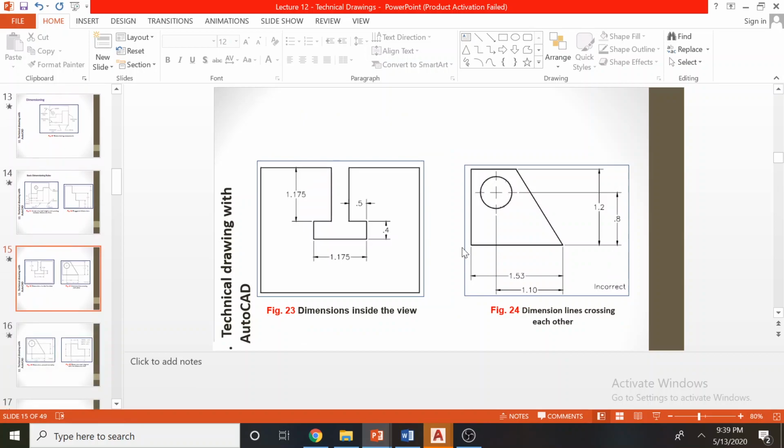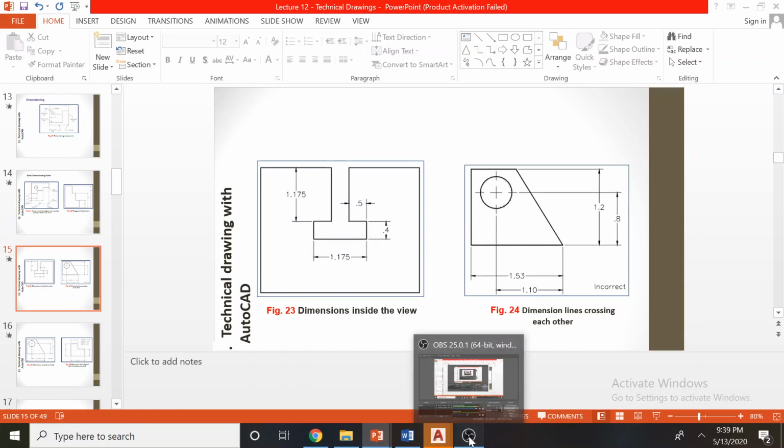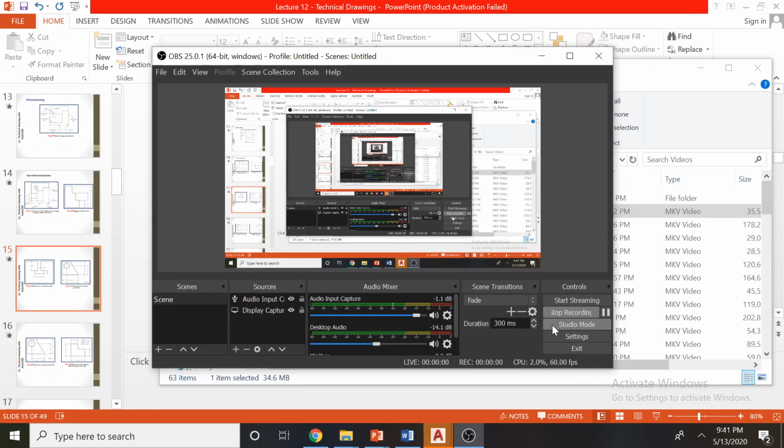Now, when it comes to dimensioning, you can use these dimensioning methods, such as putting the dimension inside the view. This is not a mistake. This is 100% correct. You can place the dimensions inside the view, but you can't have these crossing dimensions in a drawing. This is incorrect. So please remember these fundamentals in dimensions when you start working with your own drawings.